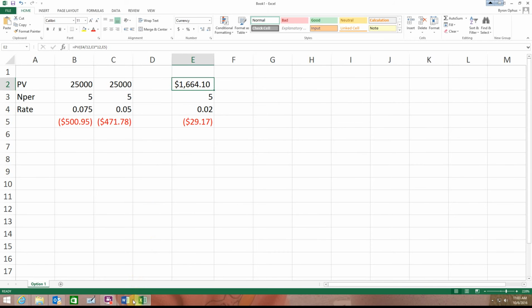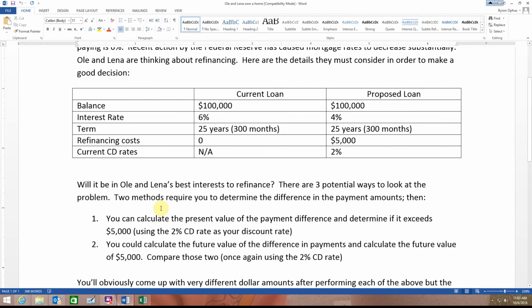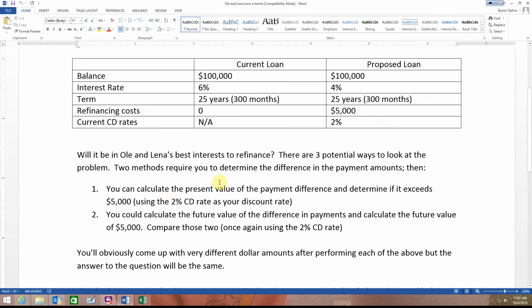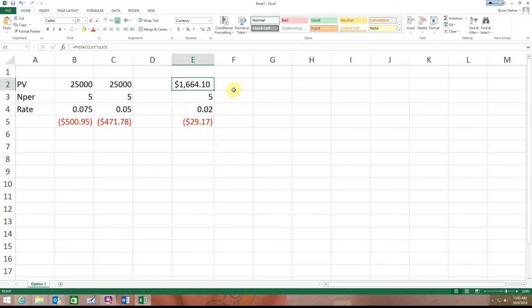Now if I was comparing it to the $5,000, obviously that wouldn't be a good deal. Okay. I would not refinance. I'd rather keep the $5,000. Okay. Then it says I could calculate the future value of the difference in payments and calculate the future value of the $5,000 again using the discount rate. So I don't have future value, so we'll do future value here.